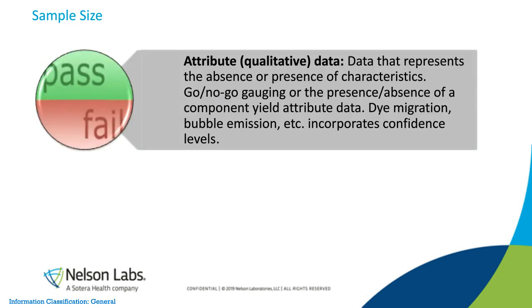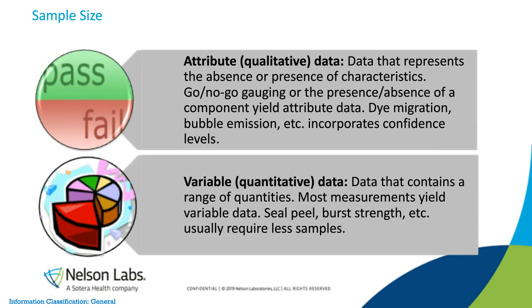Attribute data is going to be a go, no-go. So this is why you're going to drive up the size for the dye migration or bubble test. In order to incorporate those confidence levels, you need to have a higher sample size. When you're looking at variable sample size, you're getting a measurement that's specific, and that will usually require fewer samples. ANSI ASQ has two references that address variable data and attribute data.